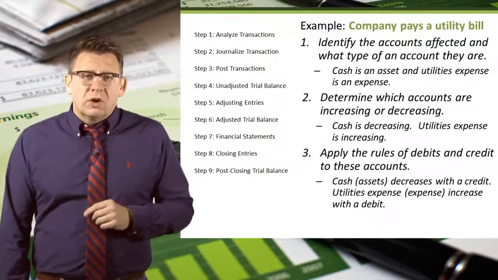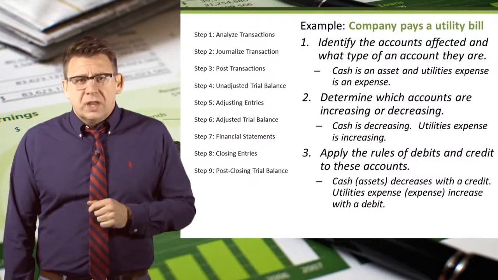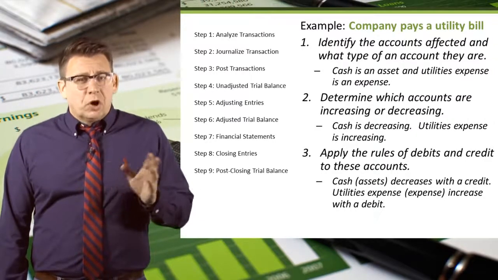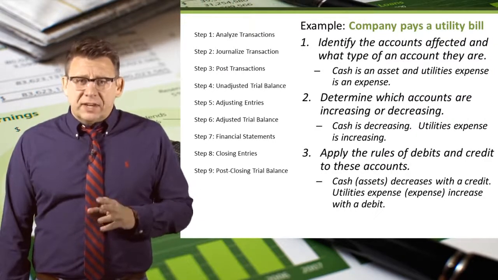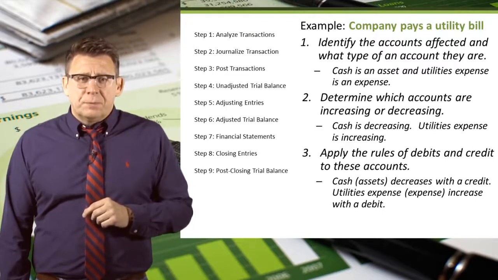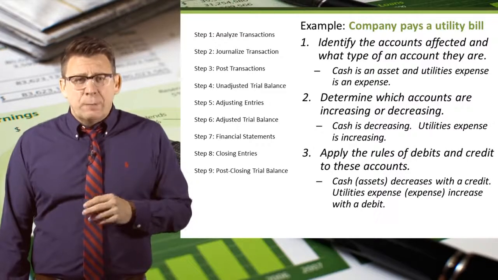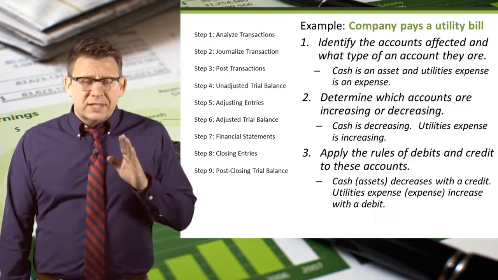Let's look at one more example, something a little bit different. A company pays a utility bill. Part one is identify the accounts affected and what type of account they are. The accounts are cash, an asset account, and utilities expense, an expense account.